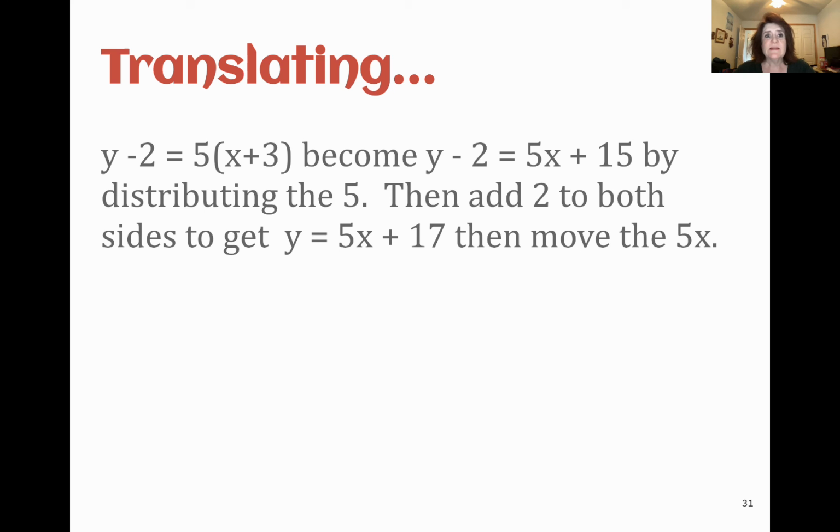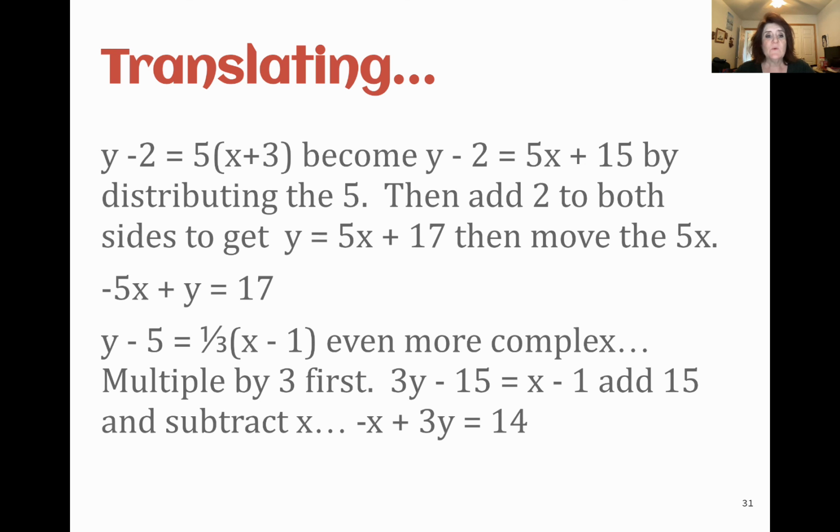If you had to translate this equation, y minus 2 is equal to 5 times x plus 3, you would first have to distribute. Y minus 2 is equal to 5x plus 15. Then add 2 to both sides, and then move the 5x, so that you end up with negative 5x plus y is equal to 17.